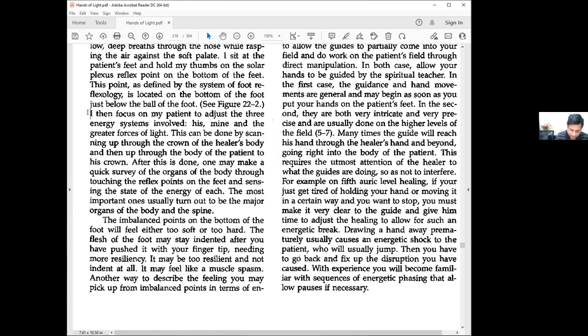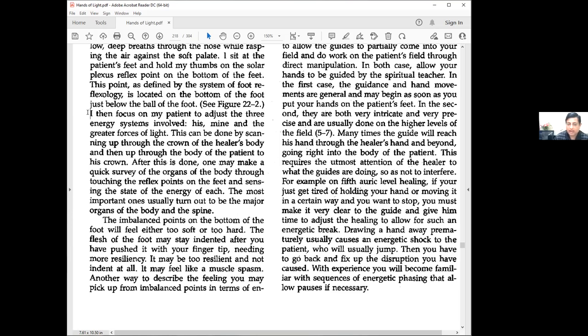I then focus on my patient to adjust the three energy systems involved: his, mine, and the greater forces of light. This can be done by scanning up through the crown of the healer's body and then up through the body of the patient to his crown. After this is done, one may make a quick survey of the organs of the body through touching the reflex points on the feet and sensing the state of the energy of each. The most important ones usually turn out to be the major organs of the body and the spine.